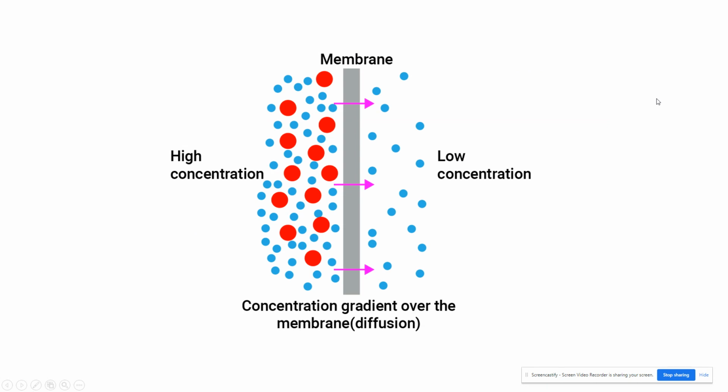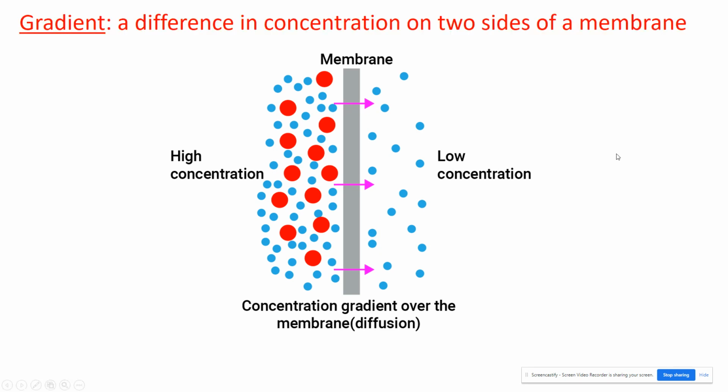So in order to really understand this as far as it happens with our cells, we have to understand the term gradient. Specifically we have a concentration gradient. So the concentration is different on two sides of the membrane. We have a difference in concentration on the left side of the membrane here versus the right side. Specifically, we're talking about these red dots. Let's say these are sugar molecules.